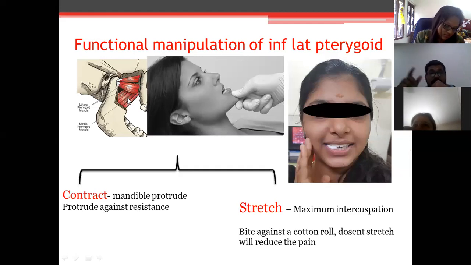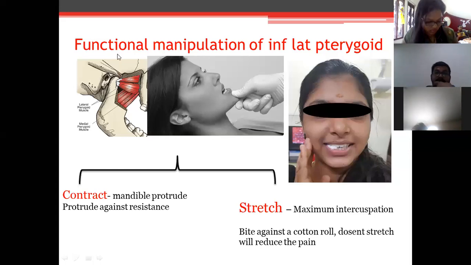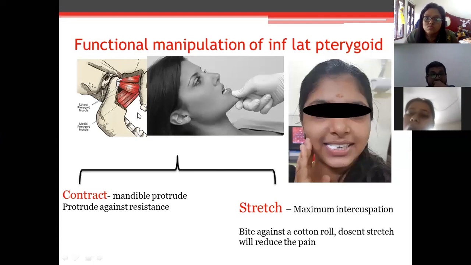You can do the same thing for lateral movement. Keep your hand on one side and ask the patient to make a lateral excursion movement. If the patient has pain, all of this indicates pain in the lateral pterygoid muscle. Now for stretching: the maximum intercuspation is when you tell the patient to clench. When the patient clenches, what happens? This muscle will stretch, isn't it?